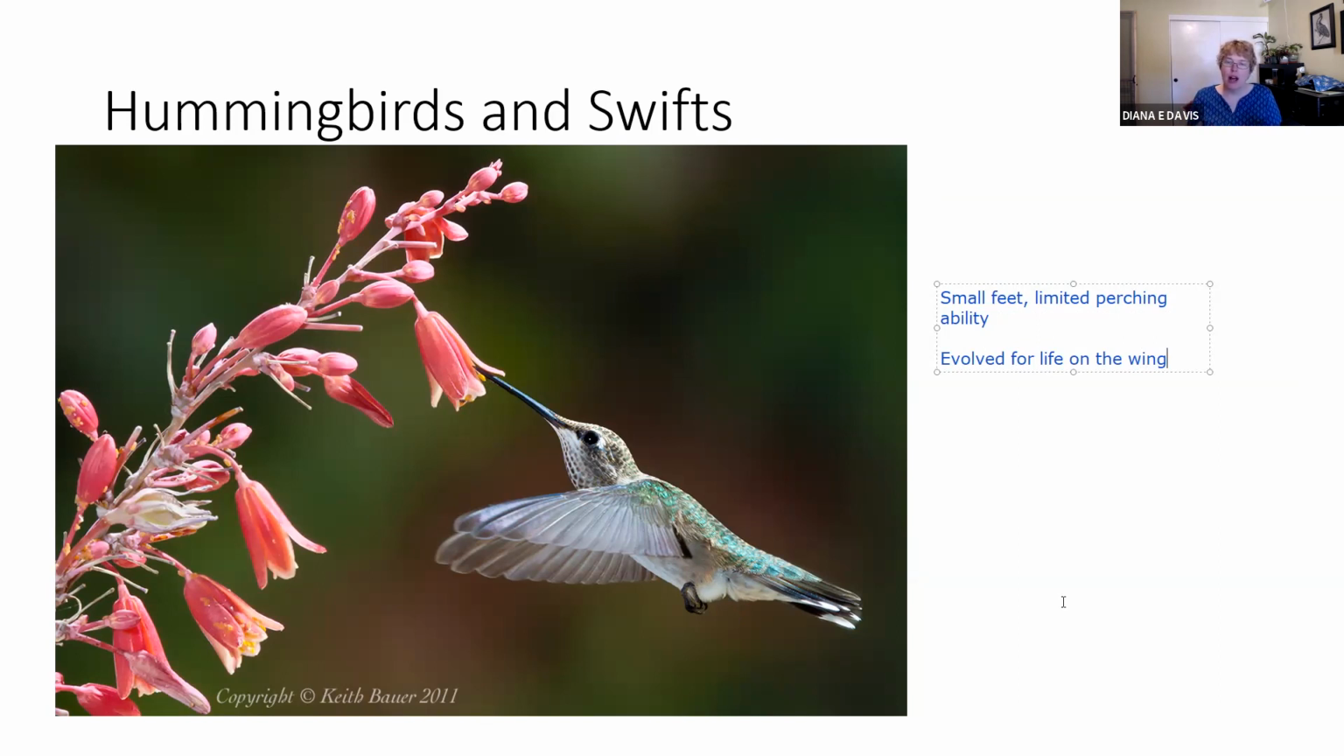They can fly around forwards and backwards. It's just amazing to watch these guys fly. Swifts are the same thing. In New England, there are chimney swifts. You often see those, again, during the summer. Both of these groups feed while flying. So we see hummingbirds feeding from flowers. They also eat insects, as do swifts, and they all catch insects while in flight.